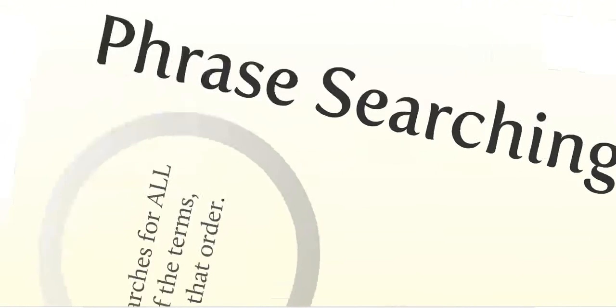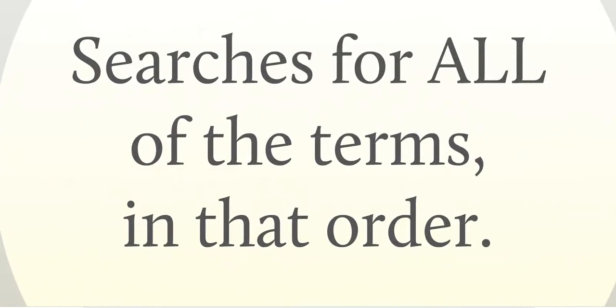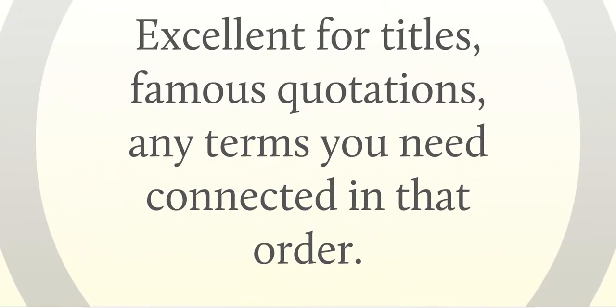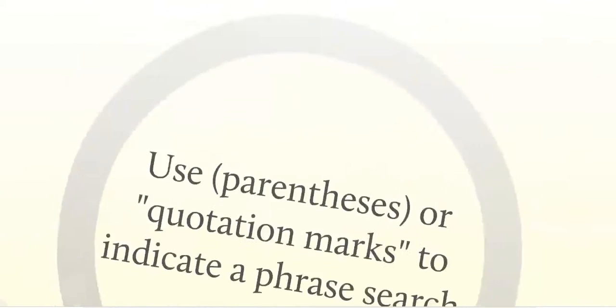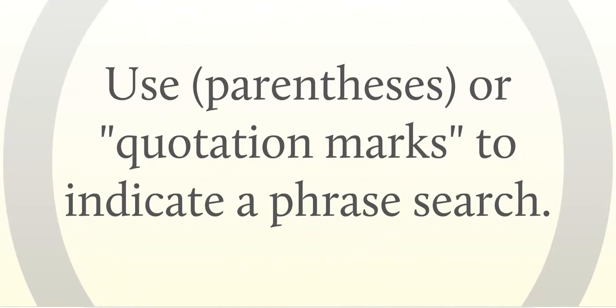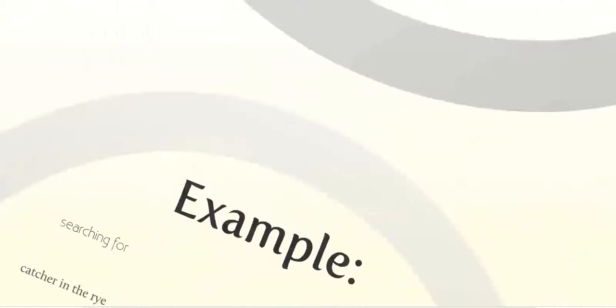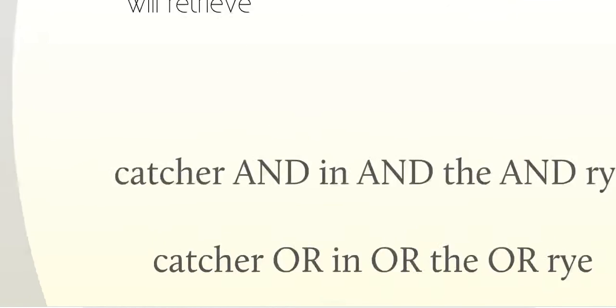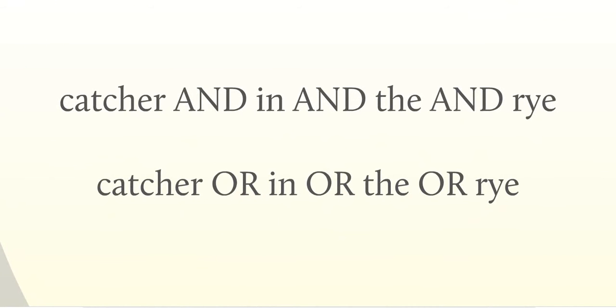Phrase searching is another important tool for searching. This searches for all of the terms in the order you enter them. It's excellent for titles, famous quotations, and any terms that you need connected in the order that you enter them. You use parentheses or quotation marks to indicate a phrase search. So for example, if you're searching for Catcher in the Rye, entered just like that, it's going to retrieve something that looks like this. This is not a very precise search. You're going to get a lot of irrelevant search results based on this kind of entry into the database.